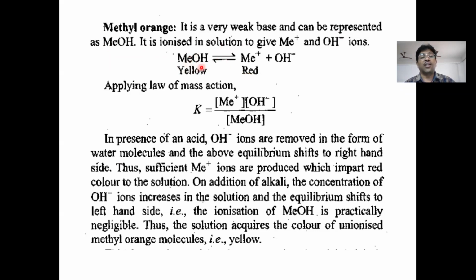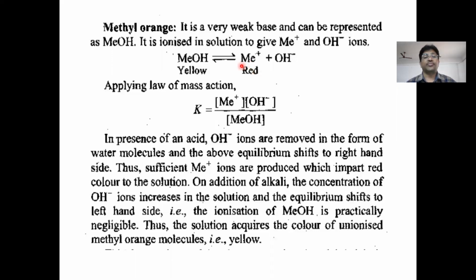And what is the original color of this methyl orange? Yellow. But after dissociation, it will give the cation, and the cation of methyl orange has red color. Where does it dissociate generally, in basic medium or acidic medium? In the opposite medium, since it is itself a base. So in acidic medium, it will dissociate into cation and OH minus. OH minus is colorless and Me plus, the cation of methyl orange, is red color. So the color of methyl orange in acidic medium is red.